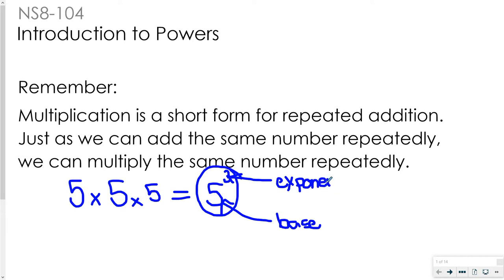Notice, please, that the only number that gets written when you're actually working the answer is the base. The exponent tells you how many times you're writing the base. That is a big thing to remember when you're working with powers, and it is a very easy mistake that a lot of people make. So you need to pay close attention to that, please.